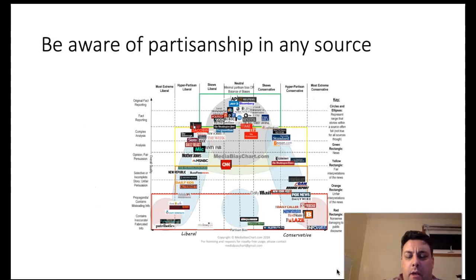So one of the things that we need to think about, though, is what kind of journalism sources are we accessing? And this is a chart that makes its way around the internet from time to time. So what you're looking for really is stuff that is reporting original facts and is as neutral as possible.